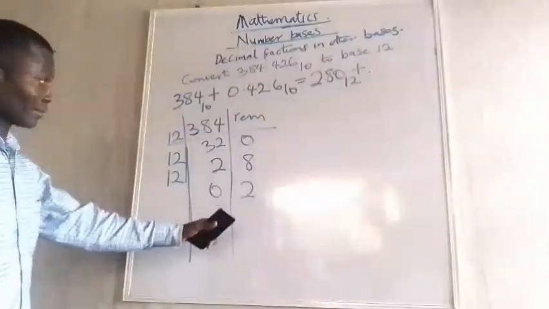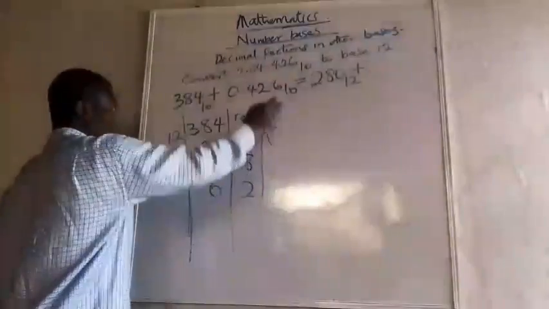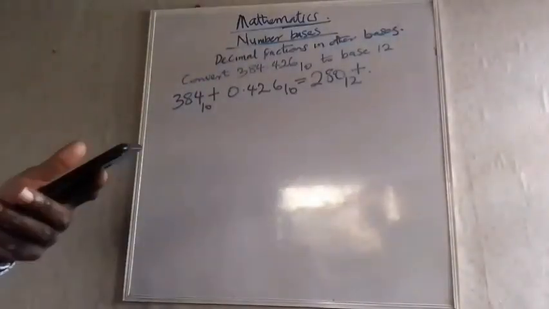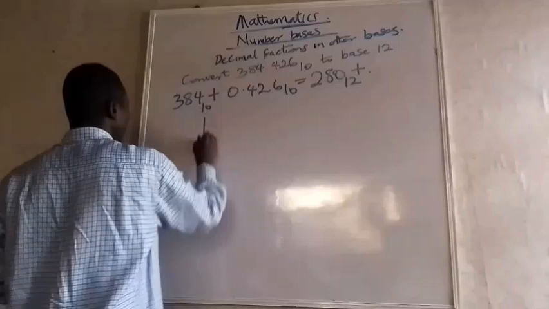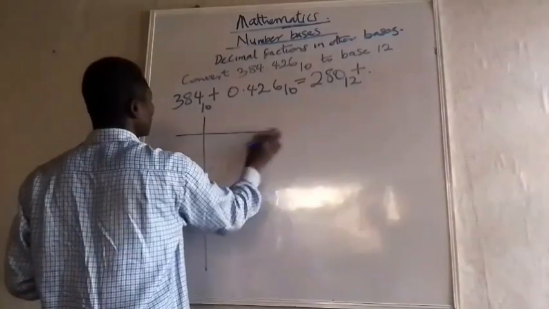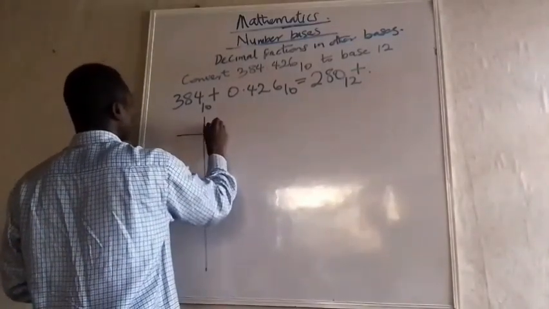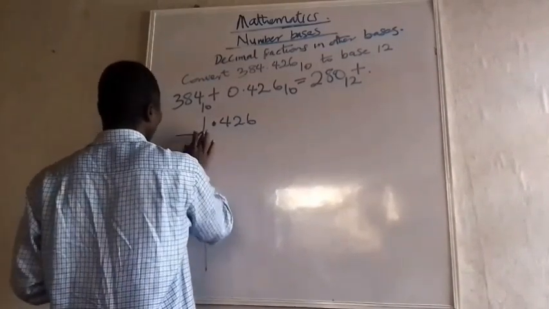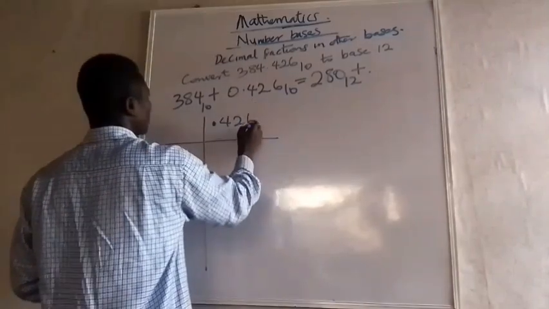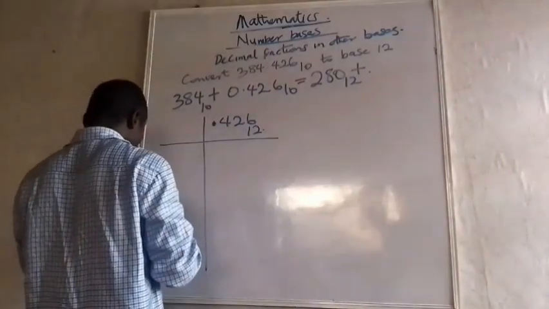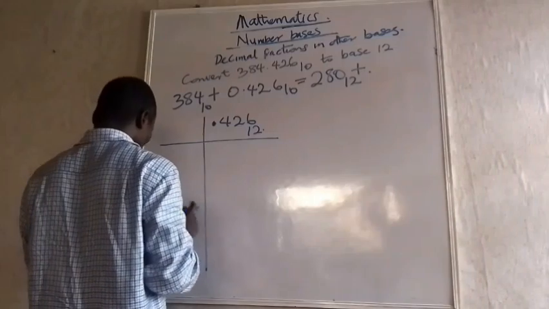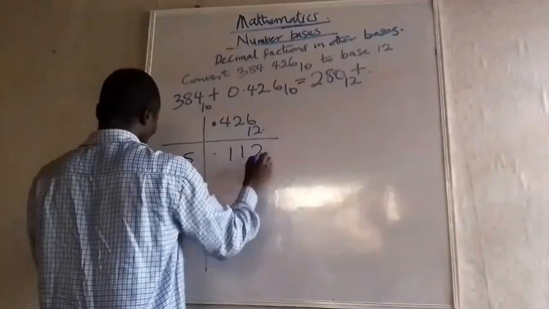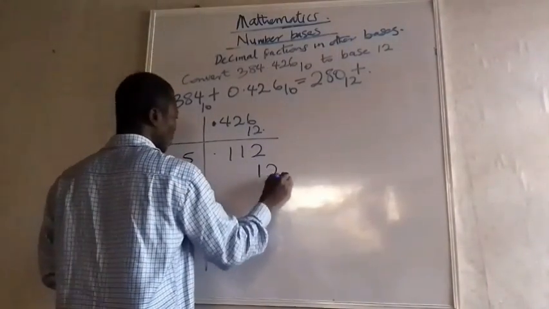You can see how I did that. This one, I have done. Now, I will have to work on this portion. So here we have 0.426. Like I said, I don't want to put anything here so that I won't have any error. Multiply by 12. So I'm going to have 5 here, 0.112. Again, I multiply this by 12.